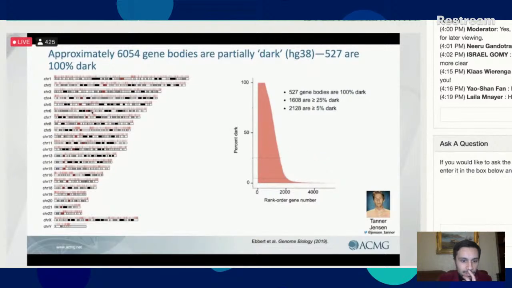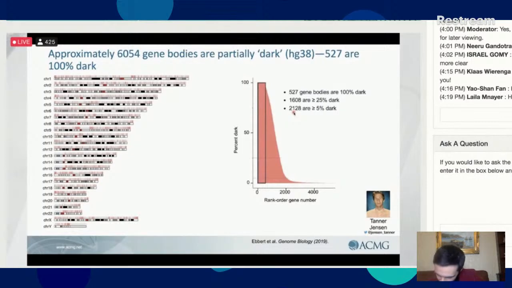So here on the left, I'm showing you a basic karyotype. You can see that each little hash represents a gene that's partially dark, and you can see they're scattered throughout the genome. On the right, I'm showing a plot where the y-axis is percent darkness for a given gene and the x-axis is rank order for those genes. So the first set represents the 527 that are completely dark. If you do a 5% cutoff, there are over 2,100 genes that are at least 5% dark.